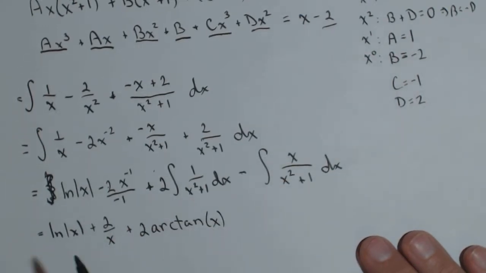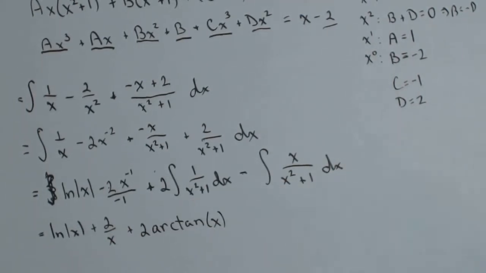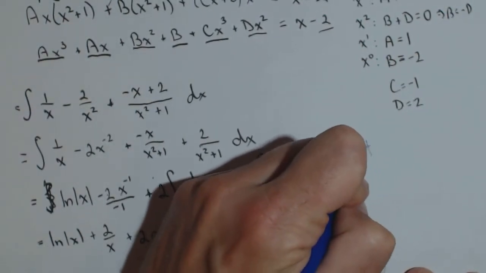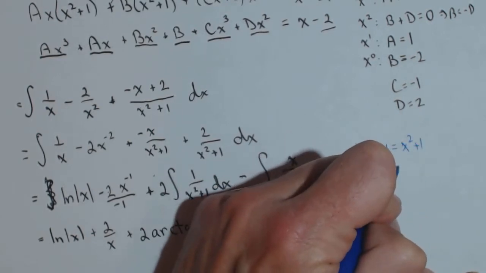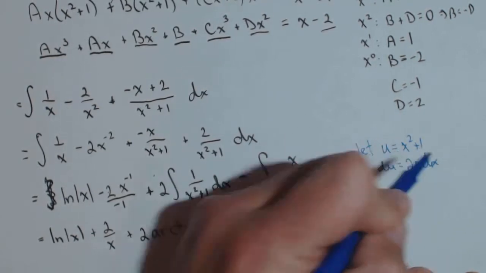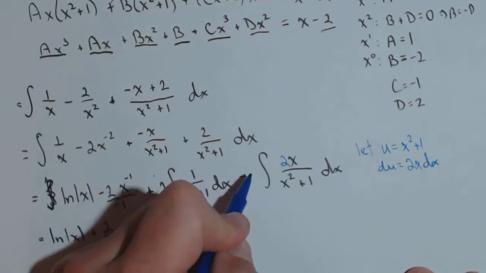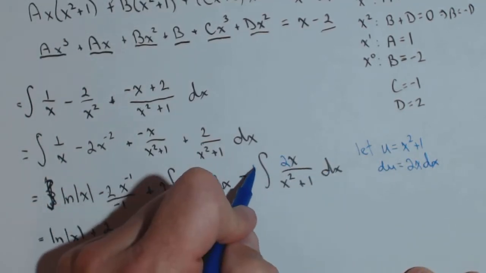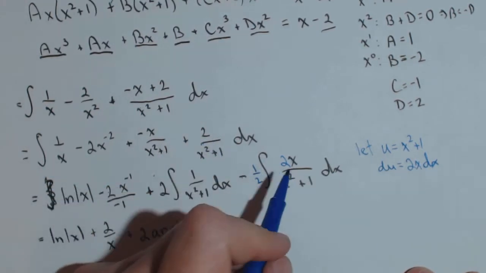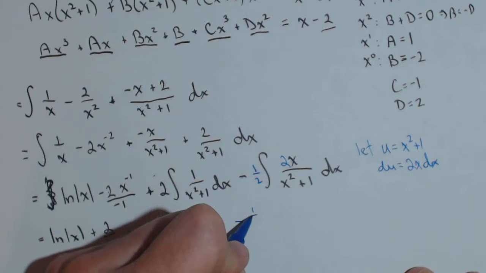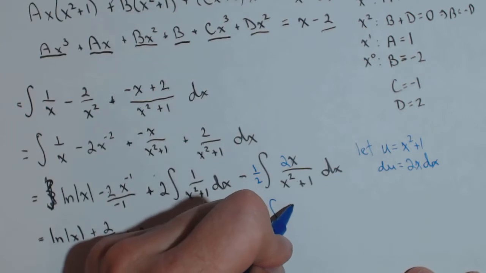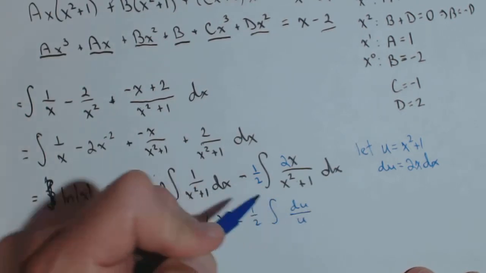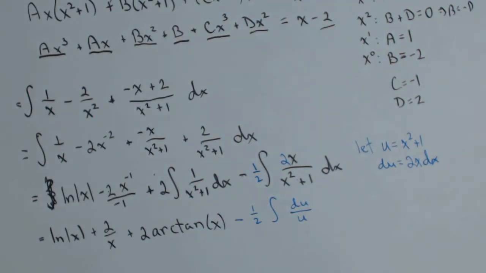And then this one we're going to solve with U-substitution. So over here we're going to let u equal that denominator, x squared plus 1. And then du is 2x dx. So I'm going to need to add a 2 in here to get my 2x dx, which means I'm going to put a 1/2 out here. So this becomes minus 1/2 the integral. U goes on bottom, so it's just going to be du over u. And now we'll go ahead and solve that in the next line.